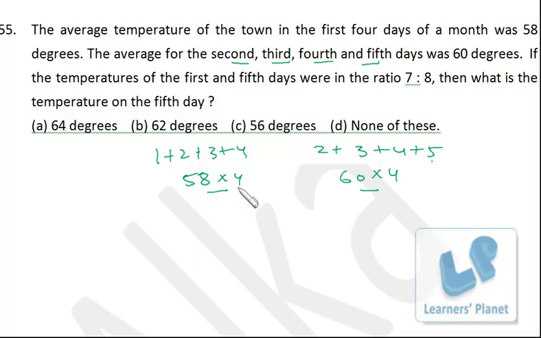So 60 into 4 minus 58 into 4. So that is actually 60 minus 58, 2 into 4, 8. Right? So 5th day minus 1st day, the difference between the temperatures, is 8. Now the temperature ratio of 1st and 5th is 7:8. So it is precisely 7x and 8x. So 5th day is 8x, 1st day is 7x, and the difference is actually 8. So x is 8. Okay. So temperature of 5th day is 8x. So 8 into 8, 64 degrees. Okay. So that's pretty simple.